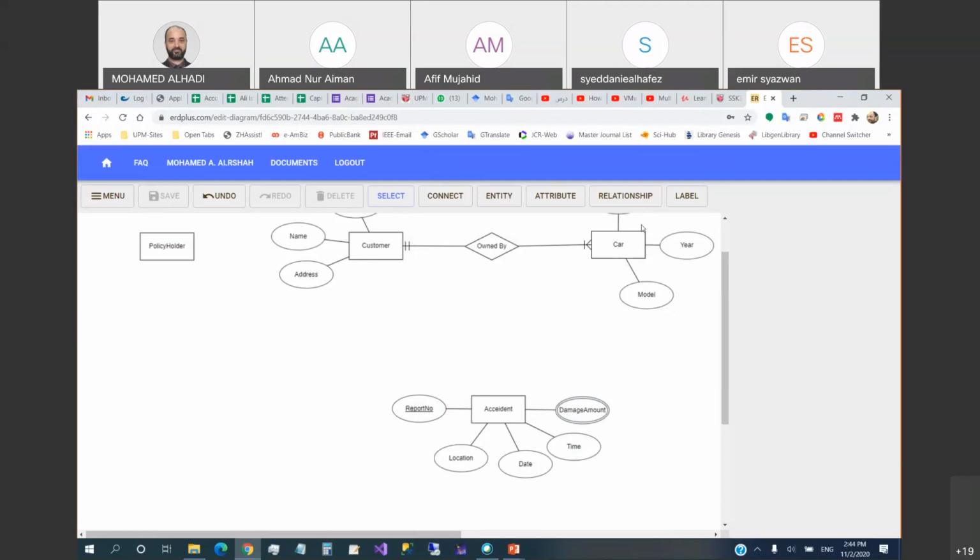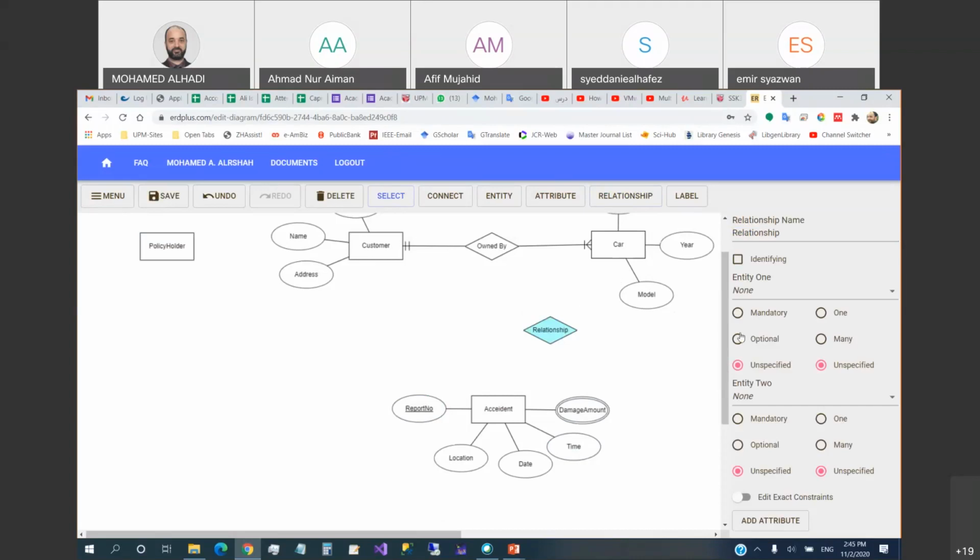So how can we make this relation? This relation actually is what? Every car could make multiple accidents with other cars, and this car could also be hit by other cars multiple times, right? Yes. So the nature of this relation is what? Many to many. Okay. Let us simplify this and put a relationship here, and we connect this relationship to the car, and we connect this relationship to the accident, and then we make it many here and many here.